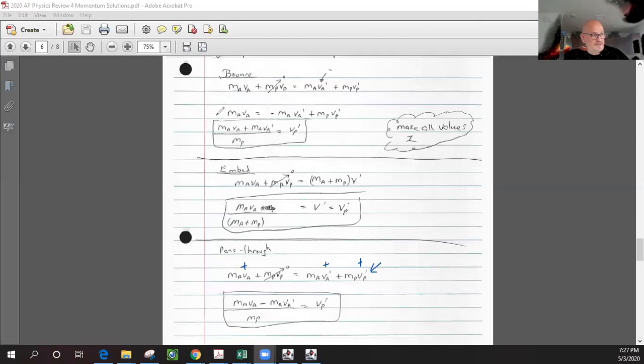Now, comparing all three of the results, this one would be number one, this would be number two, and this would be the third. The greatest displacement comes from the greatest velocity after the impact. This would be number one, this would be number two, this would be number three.